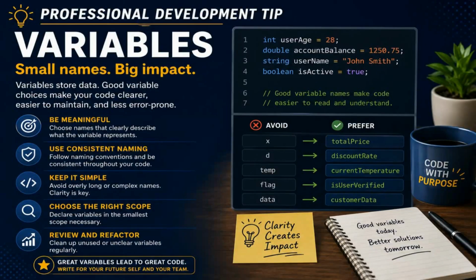Professional development tips. Professional developers treat variables like documentation. A good variable name should tell a story. Instead of saying Dim X As Double, use Dim monthlySalary As Double. Six months later, you will immediately understand your code. This becomes even more important as your project grows.